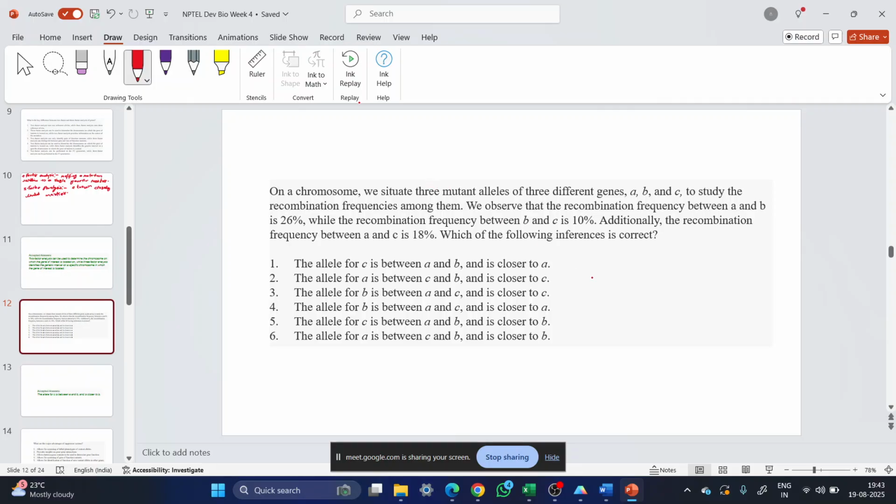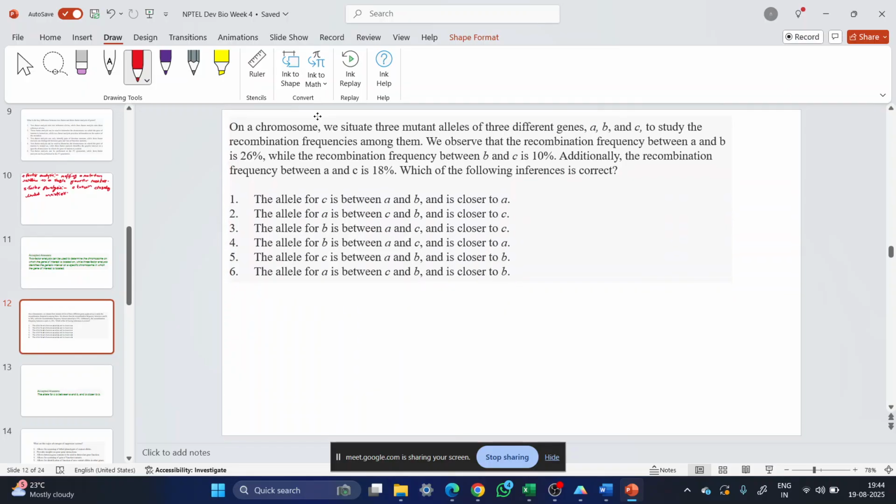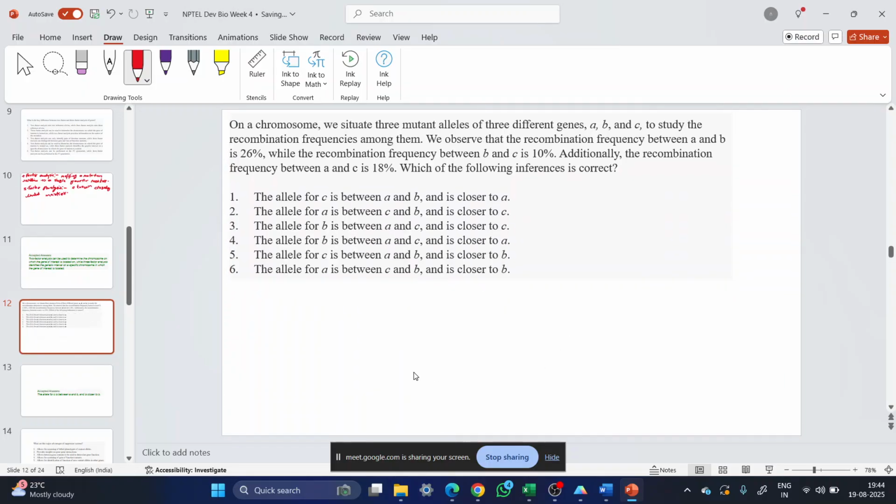Suppose the recombination frequency between A and B is given to you as 26%, which means this is the distance between them. This is 26 centimorgan distance between A and B. Now let us try to make the figure and solve it. It's very easy. There are three mutant alleles A, B, and C.